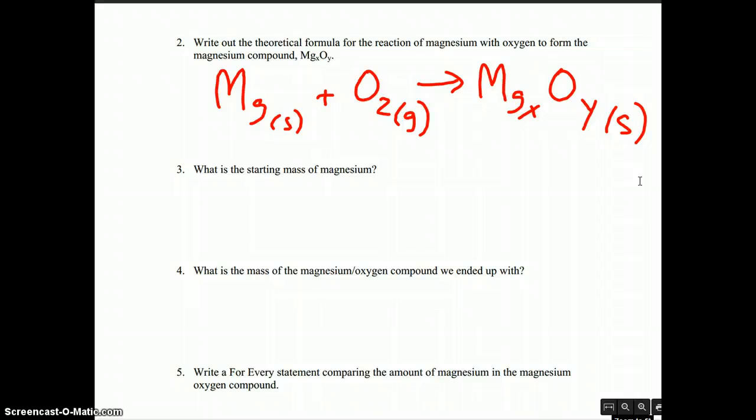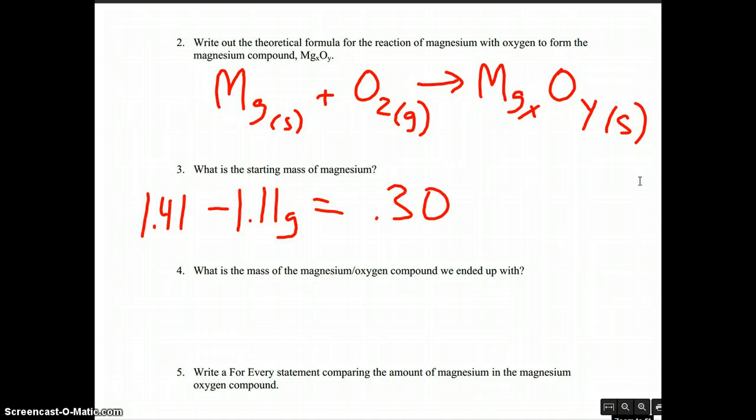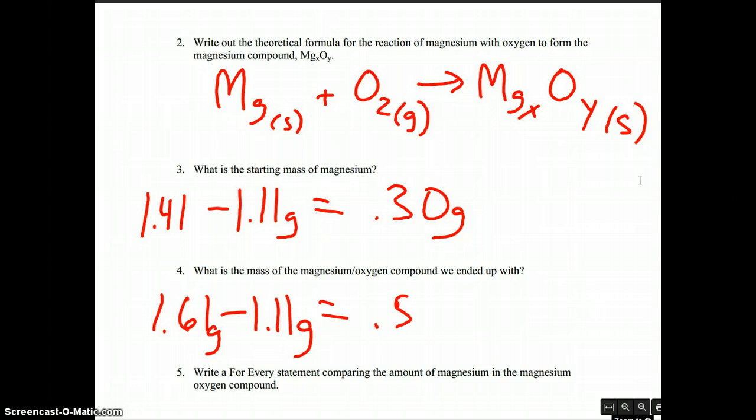So the starting mass of magnesium, well, we had the mass of the paper, which was 1.11 grams, and we had the mass of the paper and the magnesium, which we said was about 1.41, so 0.30 grams. And then we had 1.61 minus 1.11, which is going to be 0.50 grams. Okay, so we should have about that.